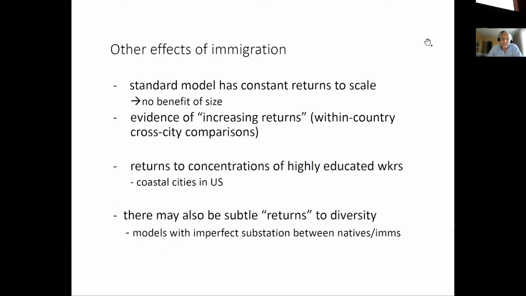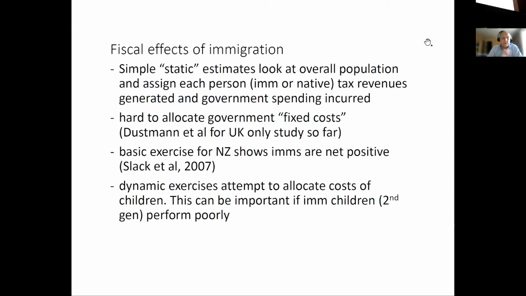What about fiscal effects? Well, there's a little bit of evidence on this in different countries. The best study that's been done so far on this is a study of the UK by Christian Dustmann and his co-authors, where they tried to actually allocate everything in the whole government spending system to immigrants and natives. Basic exercises for countries like US, Canada, New Zealand show typically that immigrants put into the government coffers a little more than they take out.